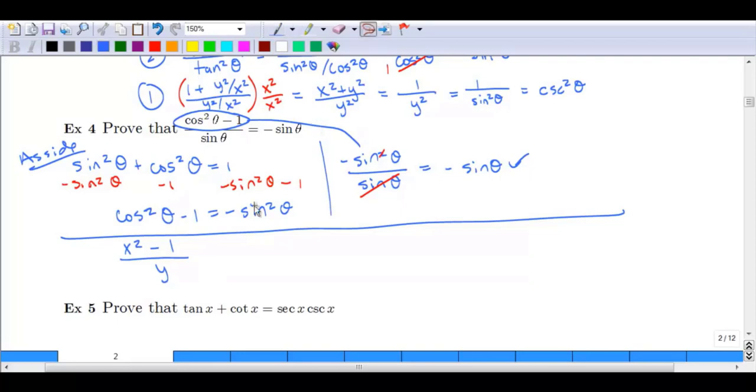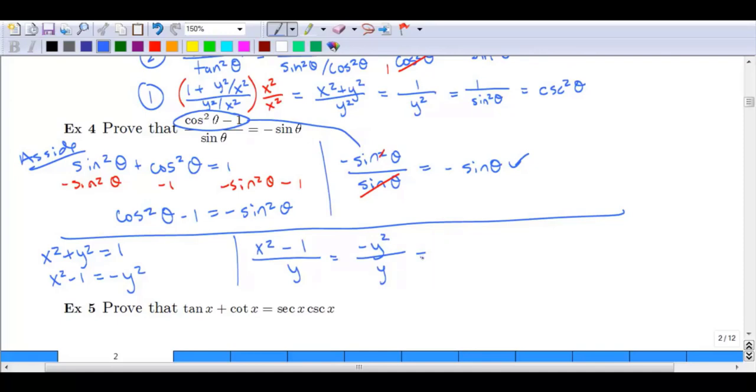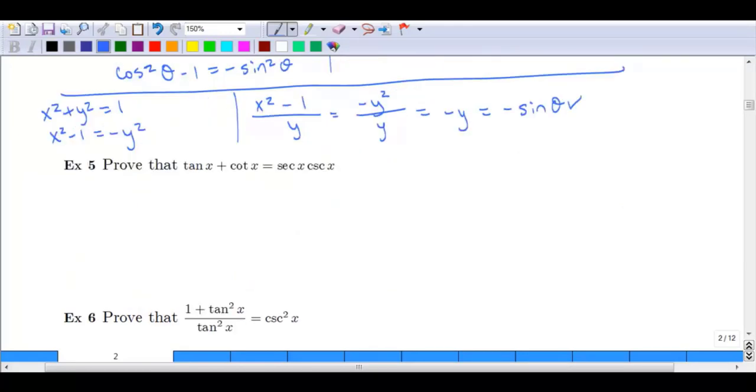So I'm going to move this over and do another aside. Again, x squared plus y squared equals 1. If you move things around, x squared minus 1 equals negative y squared, just like we did up here. And you end up with negative y squared over y, which simplifies to just negative y, and we know that sine is equal to y, so negative sine of theta. A little bit trickier to see, I think, in this case, but whichever one you prefer will work out for you. We'll look at a few more examples here.